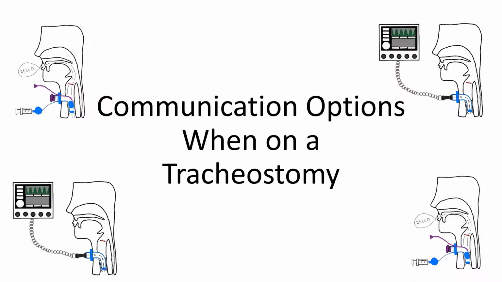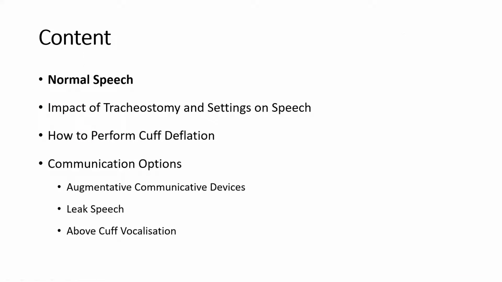Welcome to this module, where you will learn about communication options including leaked speech while on a tracheostomy. This module will cover the following: how normal speech is produced, the impact of tracheostomy and settings on speech, how to perform cuff deflation, and the various communication options if you're on a tracheostomy. These include augmentative communicative devices, leaked speech, and above cuff vocalization.